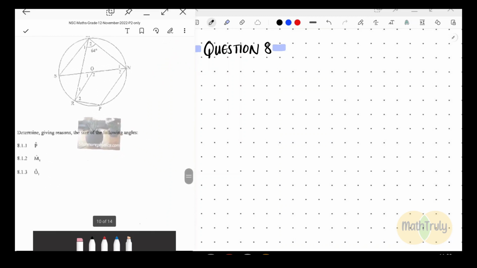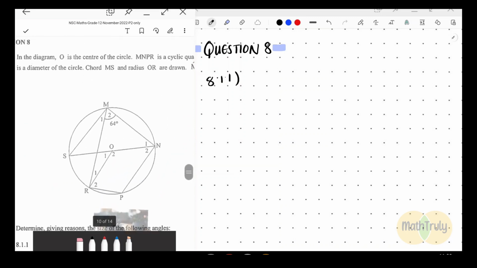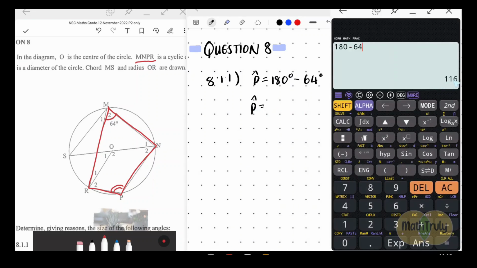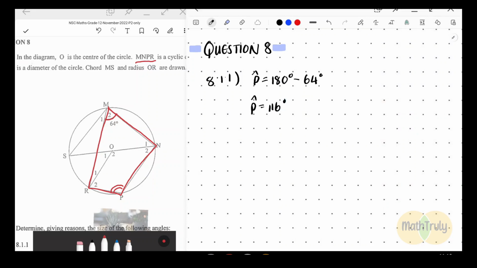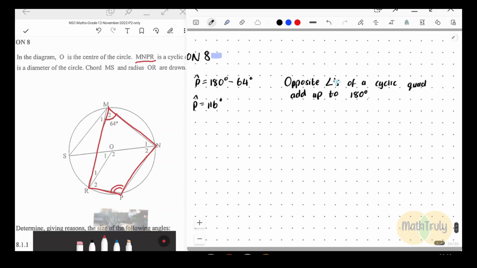The first question is determine, given reasons, the size of the following angle. So we have to find angle P. Remember that they told us that MNPR is a cyclic quadrilateral. And what we know about cyclic quadrilaterals is that the opposite angles add up to 180 degrees. So to find angle P, we're just going to say this is 180 degrees minus angle M2, which is 64 degrees. And so angle P is equal to 116 degrees, because the opposite angles of a cyclic quadrilateral add up to 180 degrees. And that's the first one.